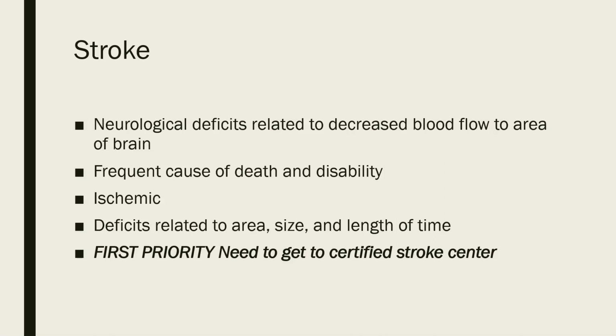Again, stroke is a neurological deficit related to decreased blood flow to an area of the brain. It is a frequent cause of death and disability, especially with ischemic strokes. The deficit is related to size, area, and length of time that the ischemia is taking place. The first priority, if you know someone who is experiencing a stroke, is they need to get to a certified stroke center.